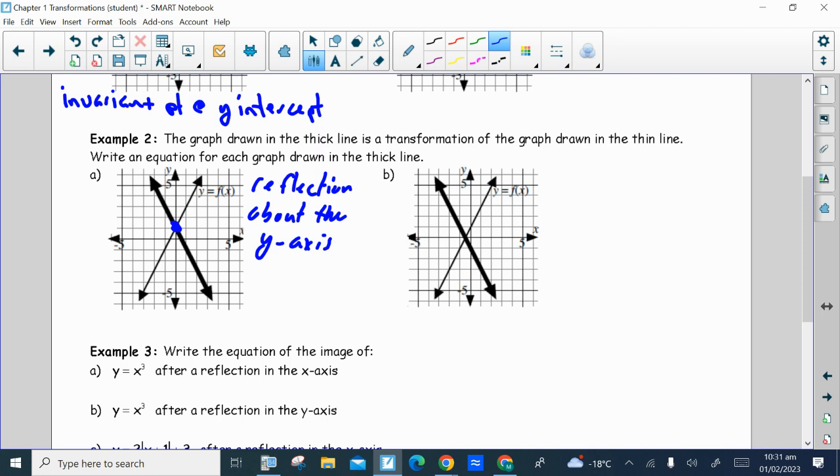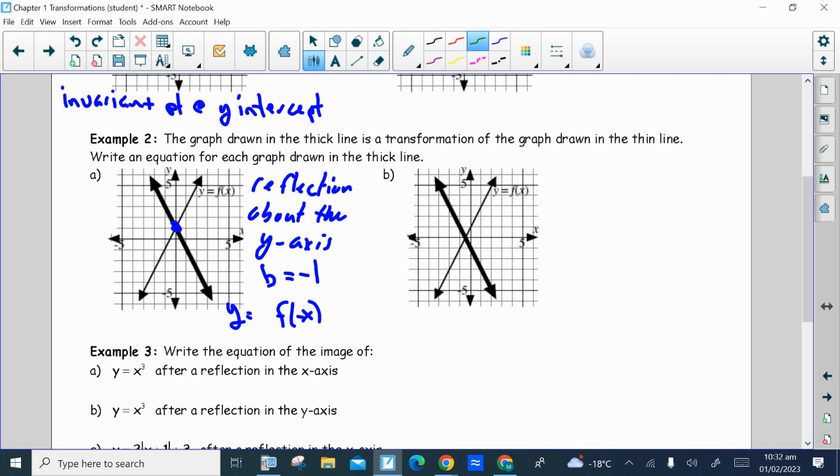And when you get a reflection about the y-axis, that means a is negative 1. And a is in front of the f, so the equation would be y equals negative f at x. Because it was reflected over, I'm sorry, I put that in the wrong area. I apologize. When it reflects over the y-axis, b is negative 1. So I apologize for that. Let me fix it. B is negative 1, and b is directly in front of the x. So it becomes y equals f at negative x.